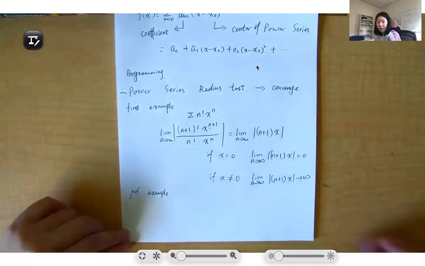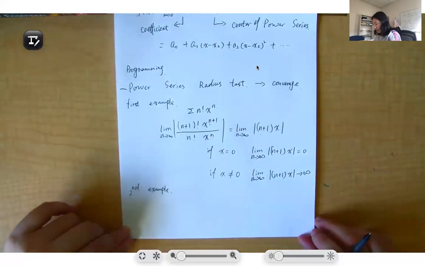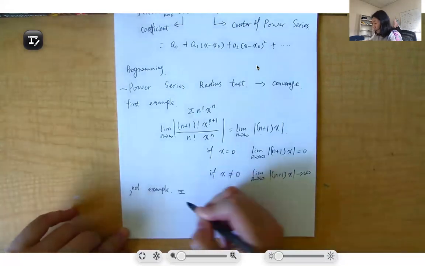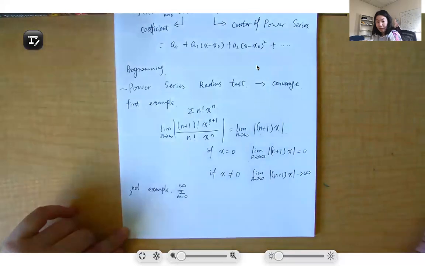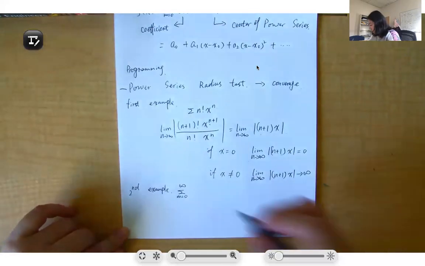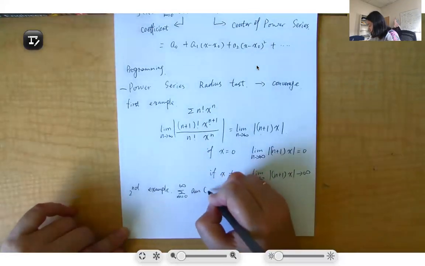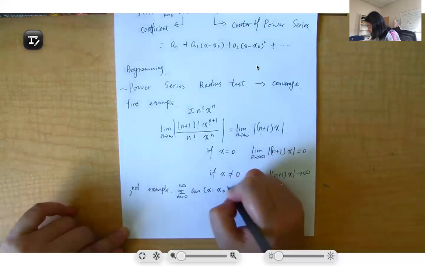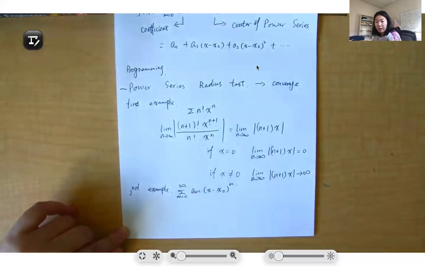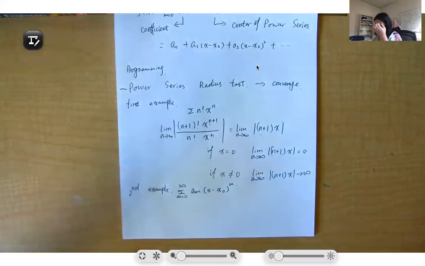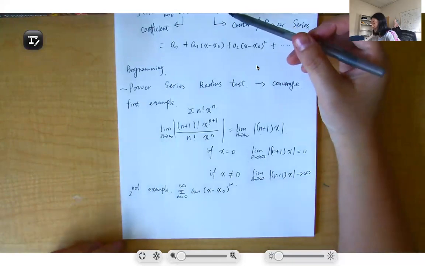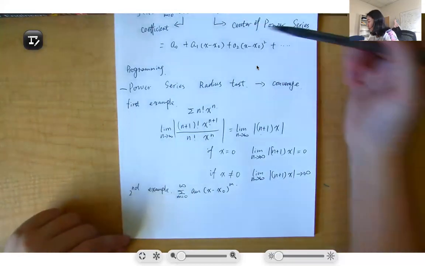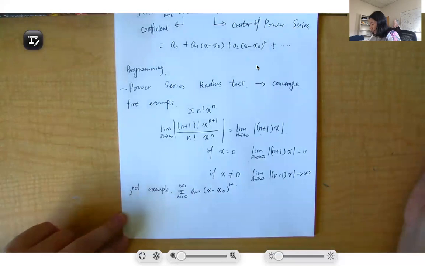The second example, let's make a power series, which is the sum from m equals 0 going to infinity of a_m times (x minus x0) to the m's power. This is a very traditional power series, exactly our definition of the power series. And let's see the radius test.